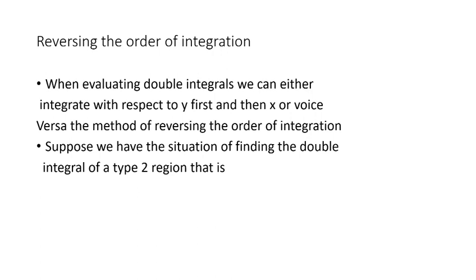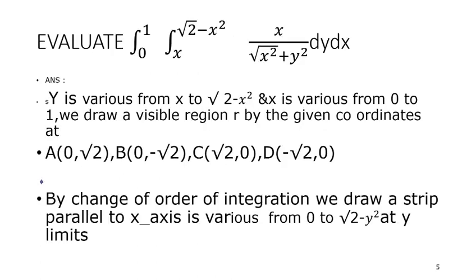Reversing the order of integration. When evaluating the double integral, we can either integrate with respect to y first and then x, or vice versa. This is the method of reversing the order of integration. Suppose we have the situation of finding the double integral over a type 2 region. My problem is evaluating the integral from 0 to 1, integral from x to root of 2 minus x square, of x by root of x square plus y square, dy dx.